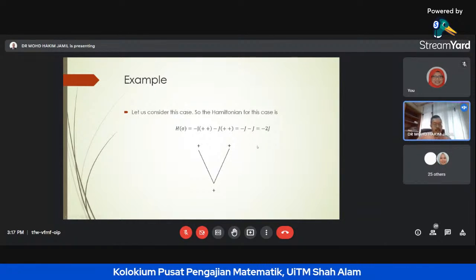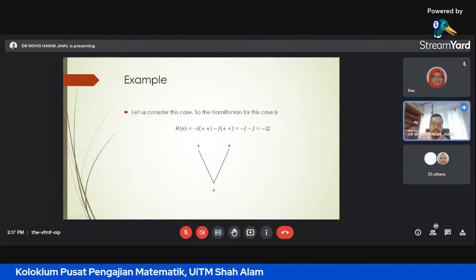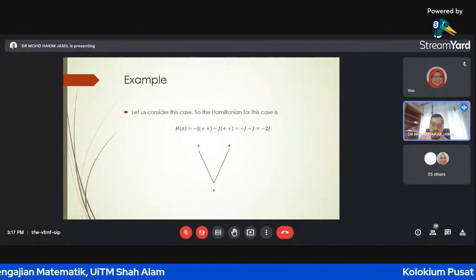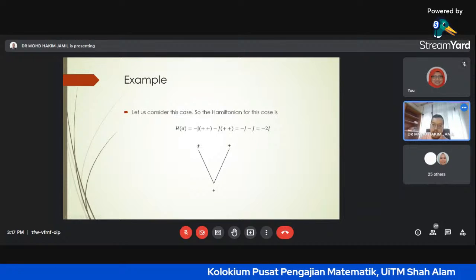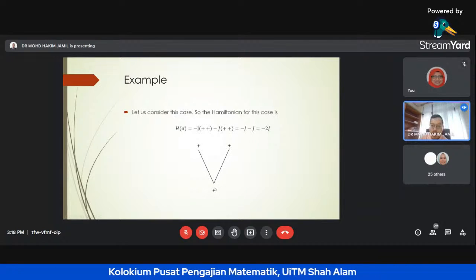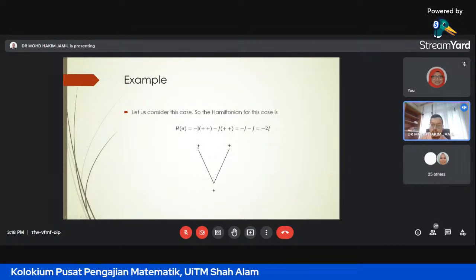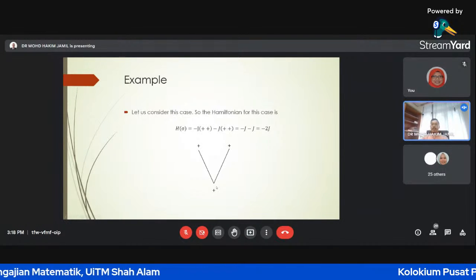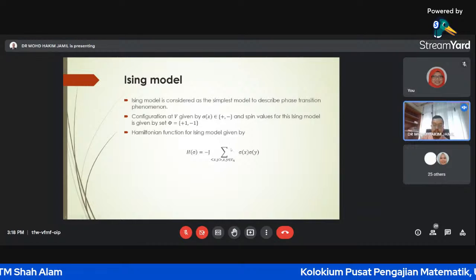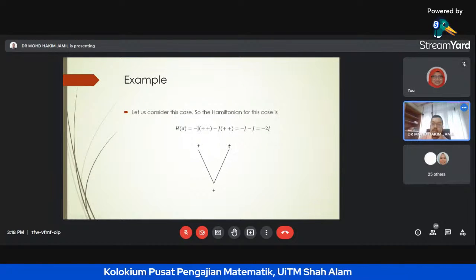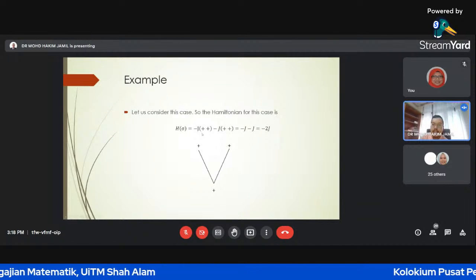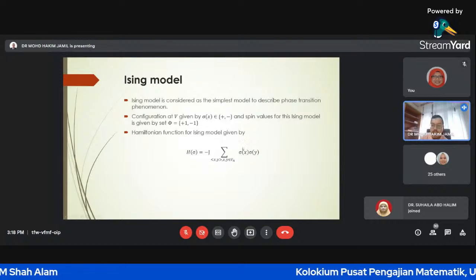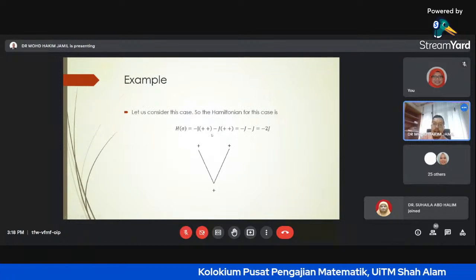Let us look at one example. Let us consider this case. We have this Cayley tree, with configuration plus, plus, plus. So our sigma is plus, plus, plus. In order to find the Hamiltonian function for this configuration, we will have negative J times sigma x times sigma y; we have plus times plus, so we will have plus 1.